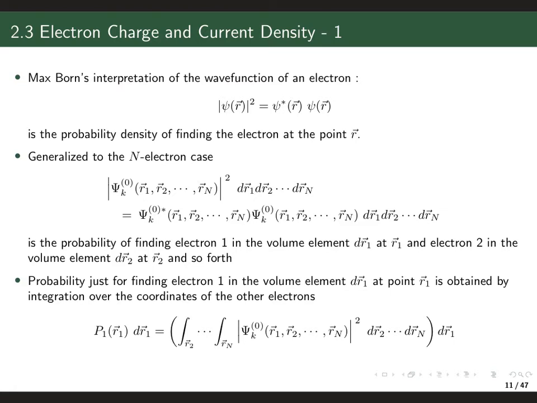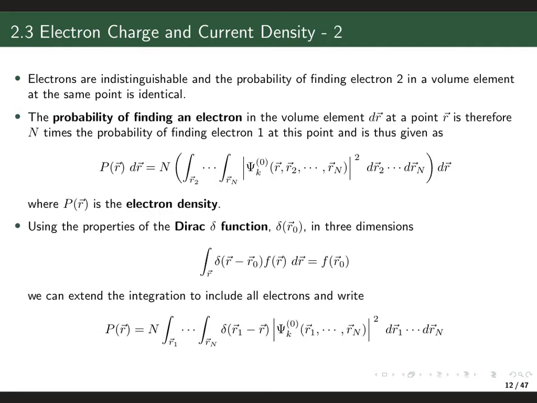Now, we cannot distinguish between electrons, and therefore our wave function has to be made in such a way that we cannot distinguish between them. Therefore, if we would now find the probability for finding electron 2 at the same point, this would be exactly the same. And this means if we want to know what is the probability of finding an electron, never mind what we call it, at a point r in a volume element dr, then we just take the probability for one particular electron which we had before and multiply it with the number of electrons. And this P is then the electron density.